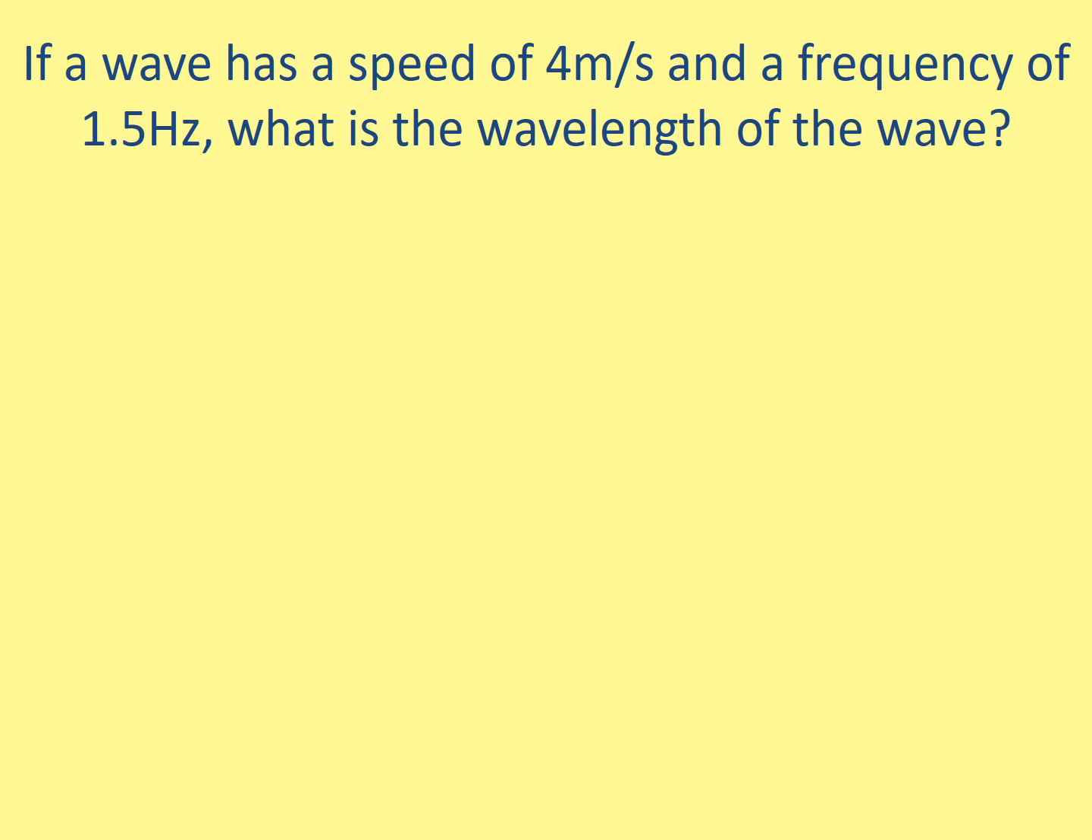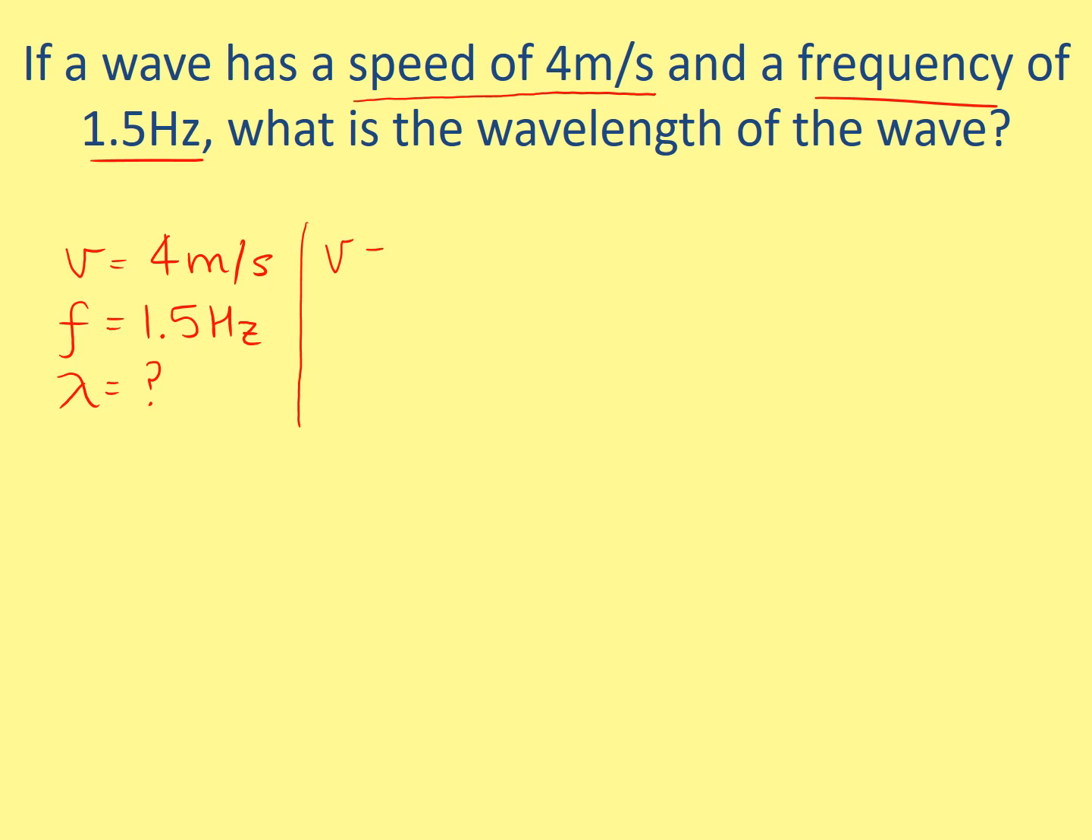Let's have a look at this one. So here we've been given a speed of 4 meters per second. That means that the wave is travelling 4 meters every second. So V is 4 meters every second. And we've been given a frequency of 1.5 hertz. And we want to find the wavelength.